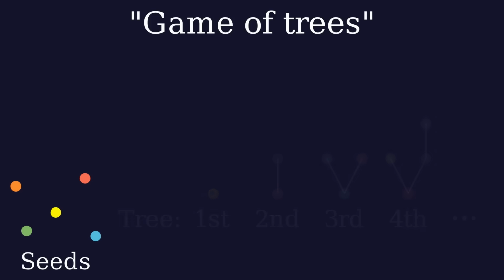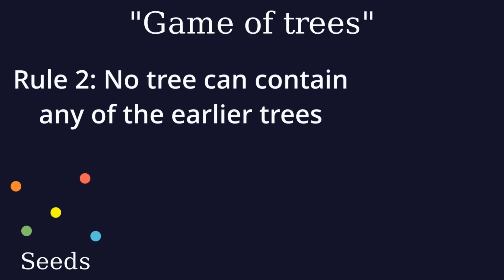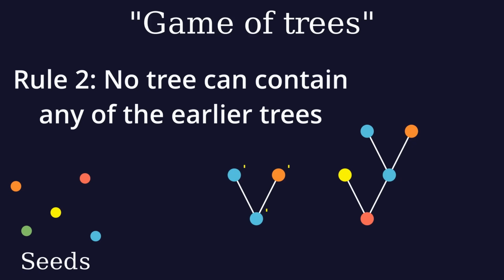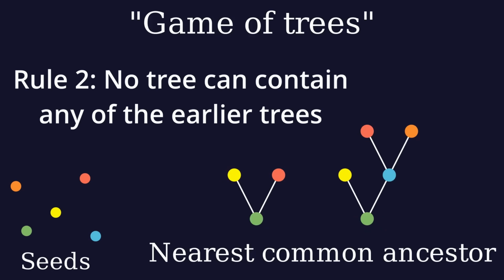The second rule is that when you try to build a tree, it cannot contain any of the earlier trees within itself. For example, this tree contains this one, so it cannot be built. Also, a tree is contained in another tree when they preserve the nearest common ancestor rule. In this tree, the nearest common ancestor of the yellow and red seeds is the green seed. In the other tree, the nearest common ancestor of the yellow and red seeds is also the green seed. It means that the first tree is contained in the second tree, so the second tree cannot be built.